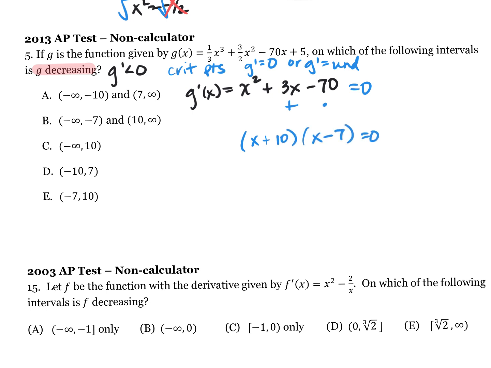Does that sound right? Where are my critical points, y'all? 7 and negative 10. Those are my critical points. Critical points are where my g prime equals 0, or when my g prime is undefined. Is x squared plus 3x minus 70 ever going to be undefined? No, because there's no denominator to equal 0. We're good.